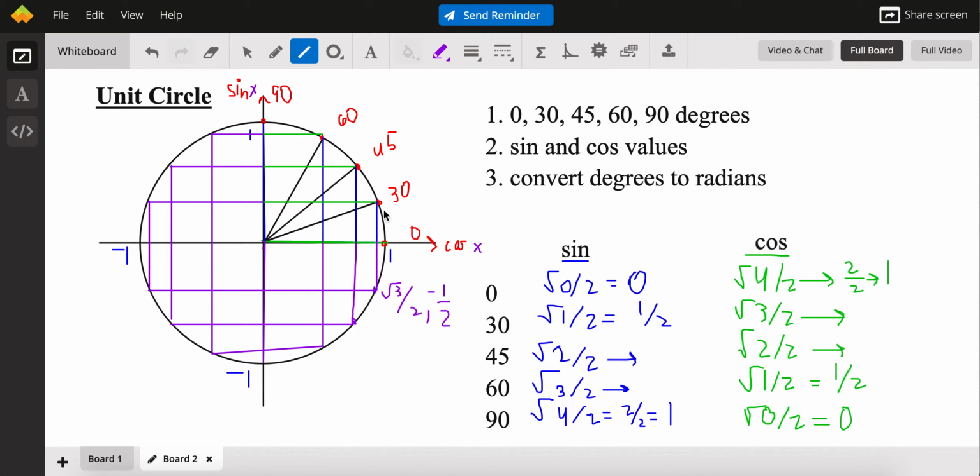All right, so 30 degrees, 60 degrees, 90 degrees, 120 degrees, 150 degrees, 180 degrees, 210 degrees, 240 degrees, 270 degrees, 300 degrees, 330 degrees, and 360 degrees.